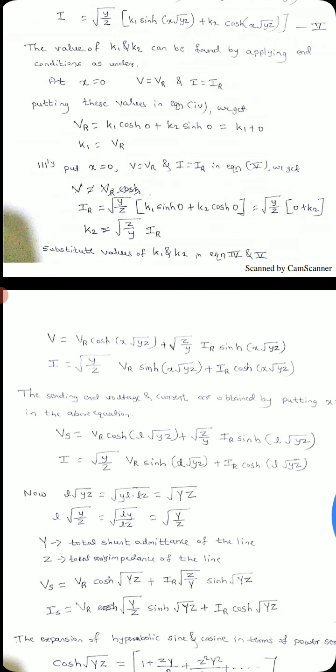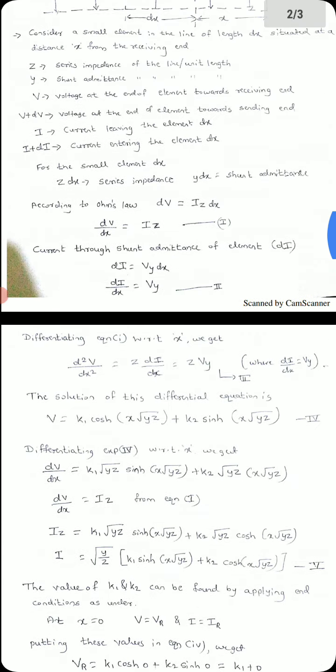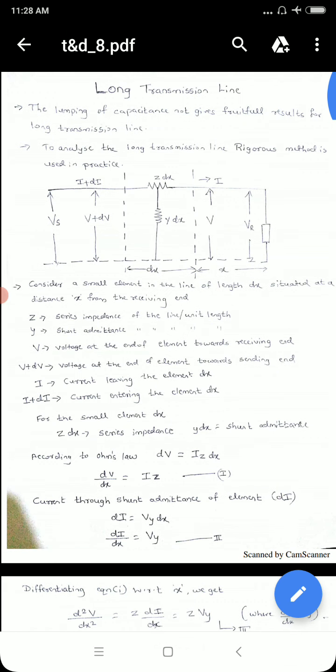Okay, this is regarding the long transmission line. So try to write down these equations on your own, because you need to write the derivation for the long transmission line. Usually this is called the rigorous method. In the examination you will get a question like: write the long transmission line performance using the rigorous method. Then you need to draw this figure and explain the derivation. Okay, so this is the long transmission line.